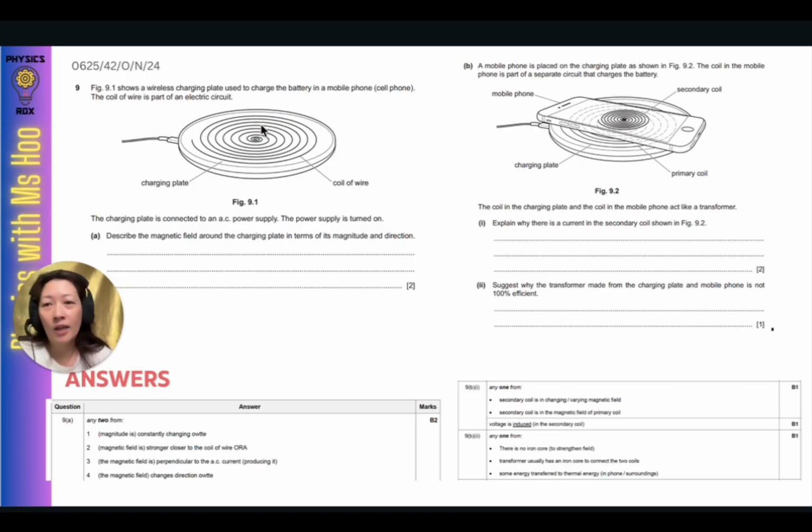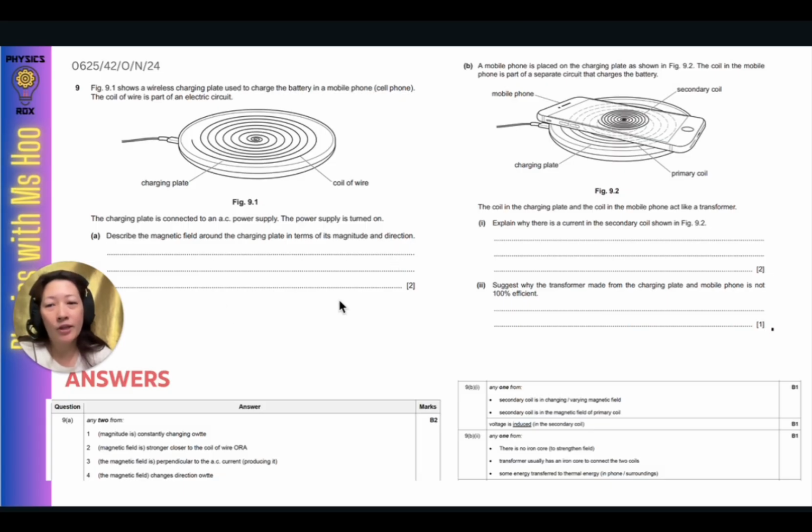Figure 9.1 shows a wireless charging plate used to charge the battery in a mobile phone or cell phone. The coil of the wire is part of an electric circuit. The charging plate is connected to an AC power supply. The power supply is turned on. A. Describe the magnetic field around the charging plate in terms of its magnitude and direction.